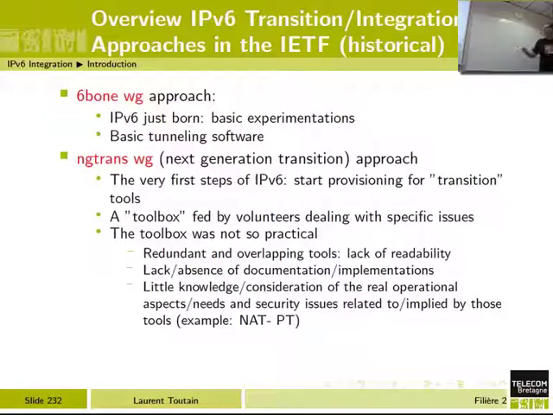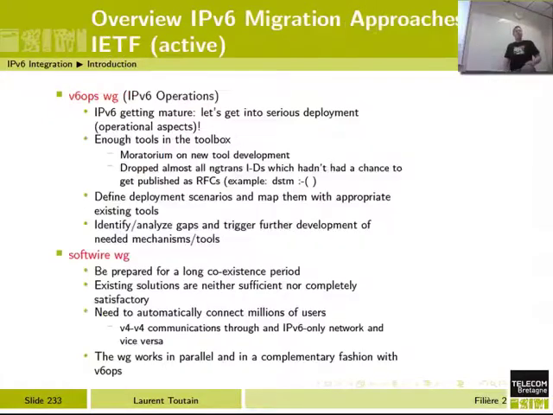So this was the first working group. The second working group was ngtrans, and ngtrans created a lot of tools to put IPv6 in the network. We also have our tool, which was DSTM, the dual stack transition mechanism, that was developed by ngtrans. So there were a lot of tools, but nobody knew how to use them or why we should use them. It was quite easy to get an RFC, except for us. We never got an RFC for DSTM.